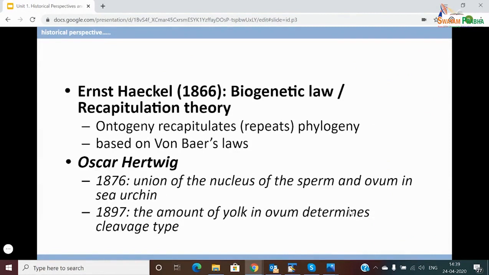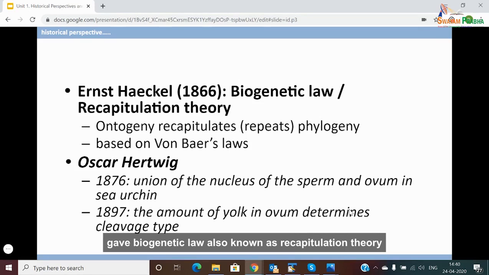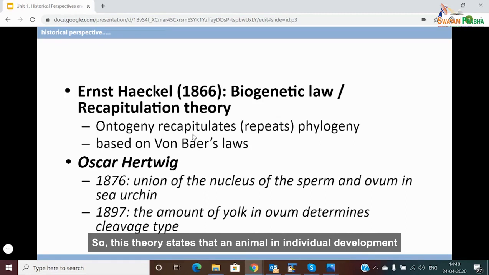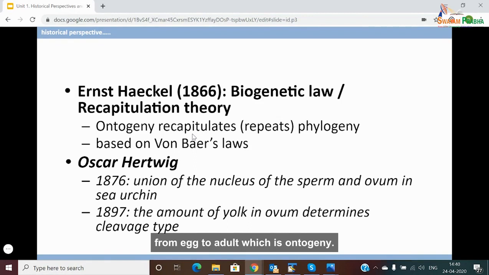Ernst Haeckel in 1866 gave the biogenetic law, also known as recapitulation theory, again based on von Baer's law, which states that during development, ontogeny recapitulates phylogeny. So this theory states that an animal in individual development from egg to adult, which is ontogeny, repeats all the stages through which its ancestors have passed in the course of evolution. And these stages mean phylogeny, right?